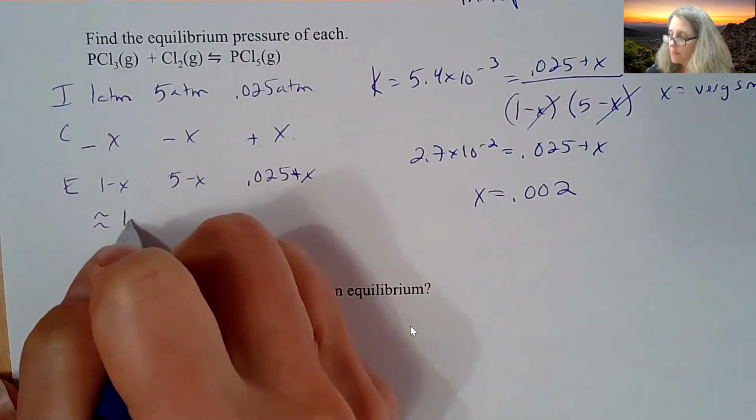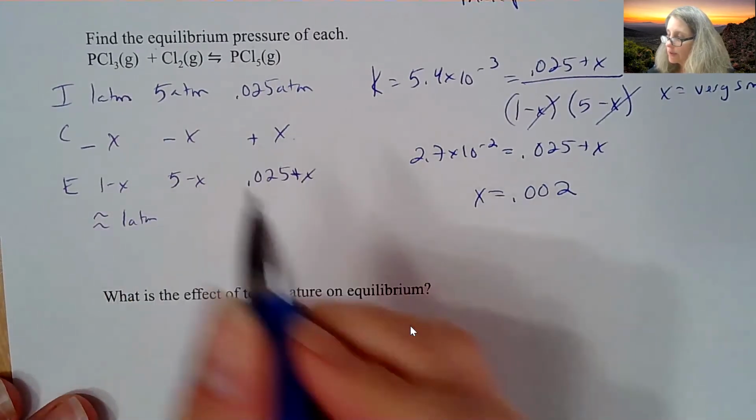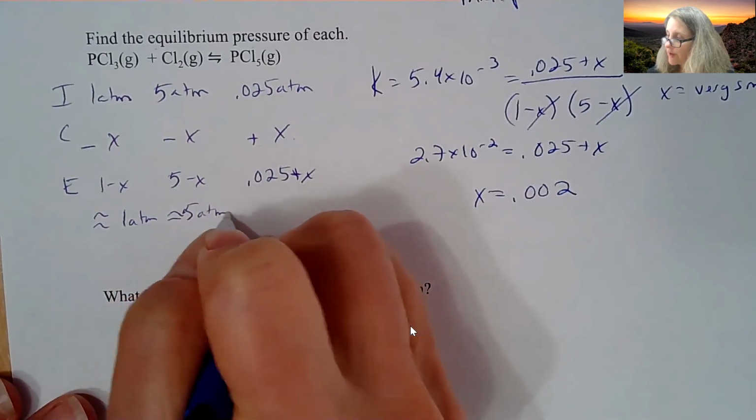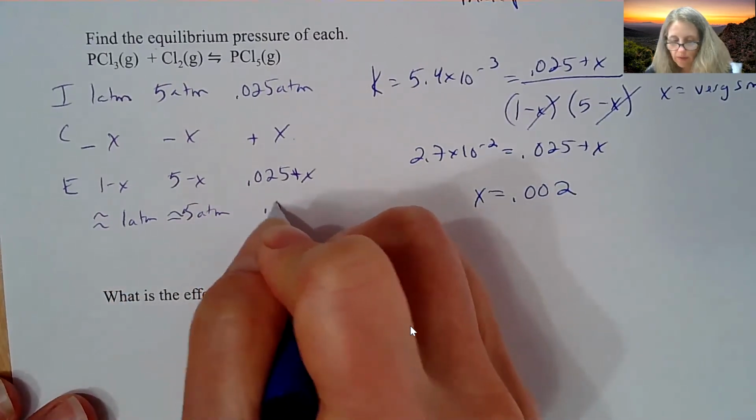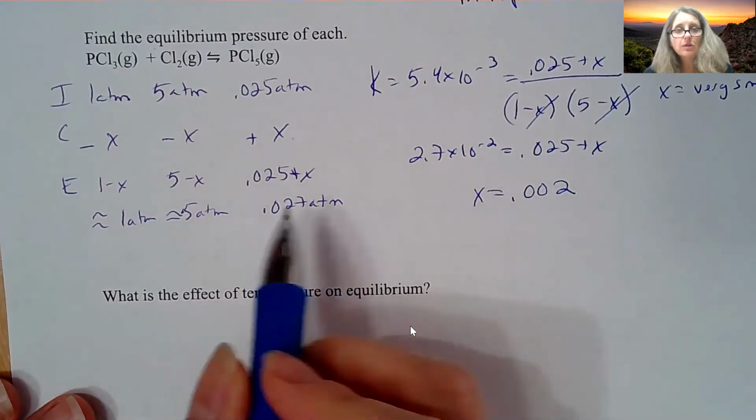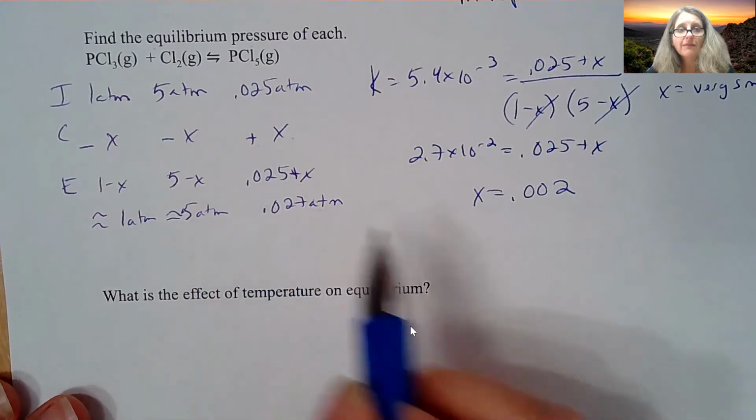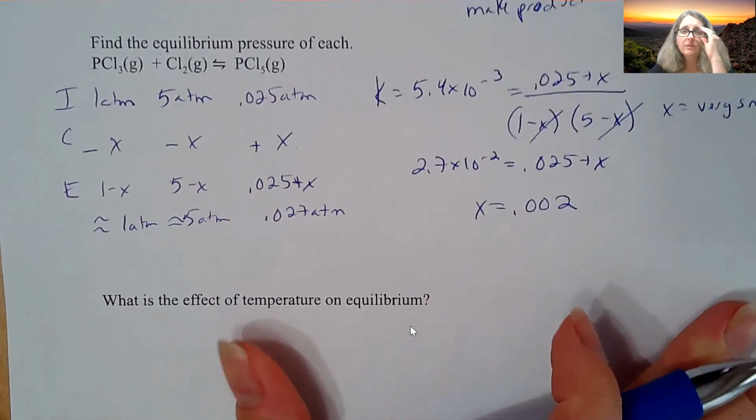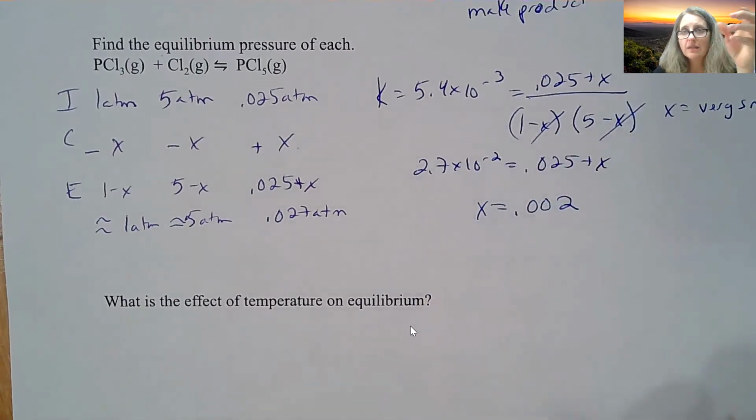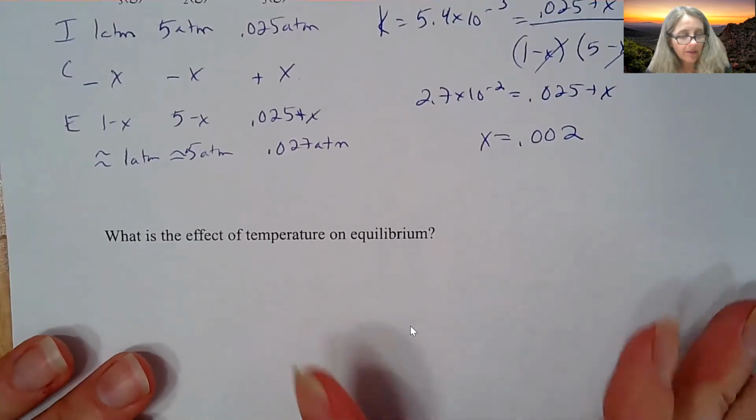So what are the equilibrium pressures? They are approximately 1 atmosphere, 5 atmospheres, and the only one that you can write down or add the 0.0022 to is 0.027 atmospheres. Again, we're going to see some of these types of problems, and sometimes it's going to be very easy to solve for, but for right now, we're going to cancel out that x.